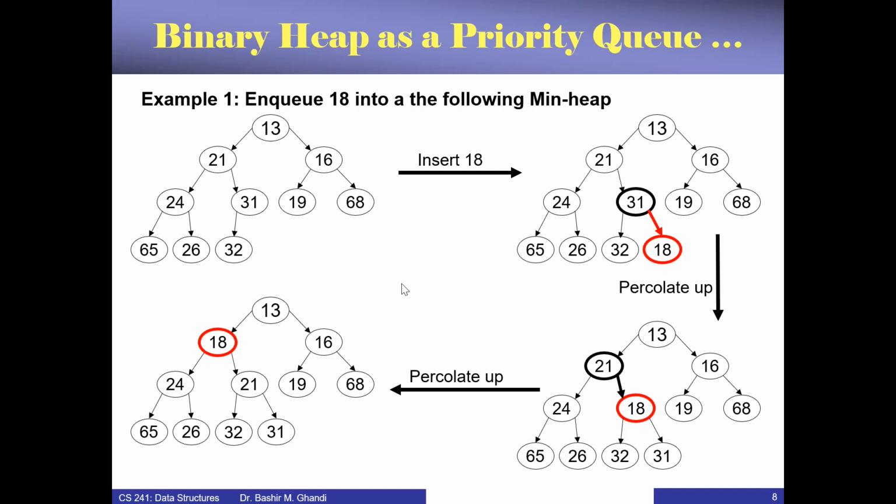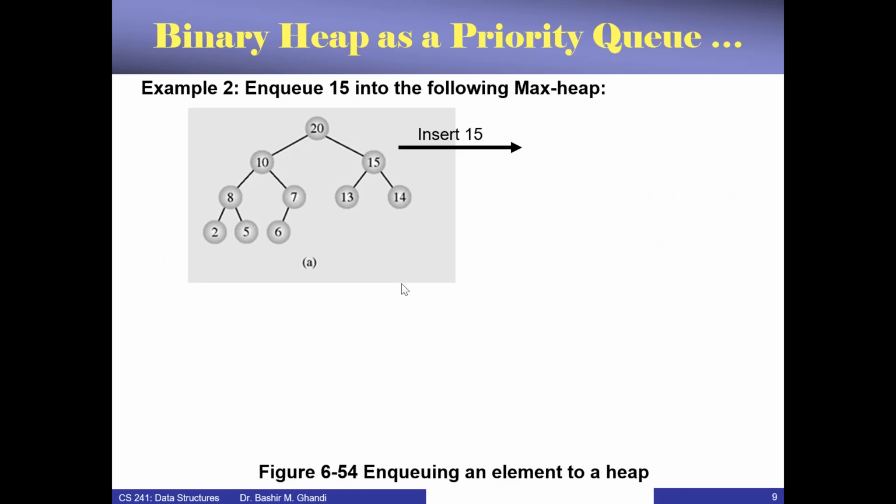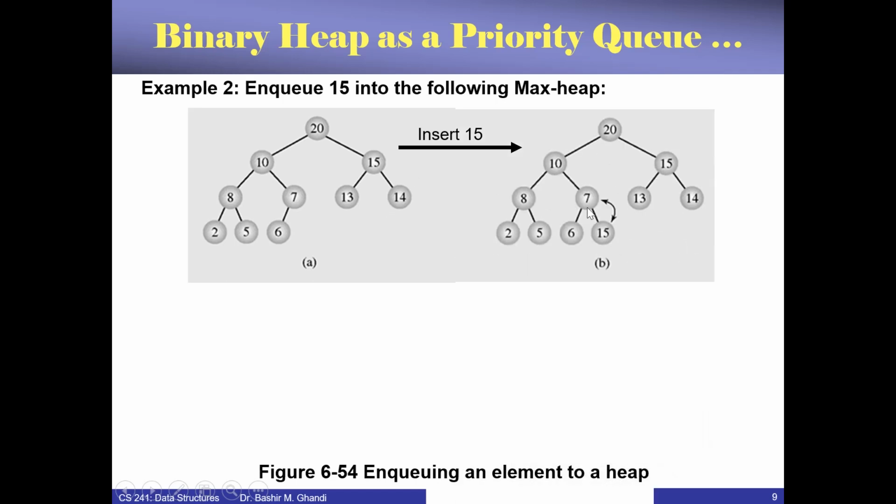Let's see another example, this time using max heap. This example is from the book, figure 6.54. So this is our max heap. As you can see, the parent is always bigger than or equal to the two children. I'm going to insert 15. So again, like the previous example, 15 has to be initially put here to the right of 7. Okay, so you have 15 to the right of 7.